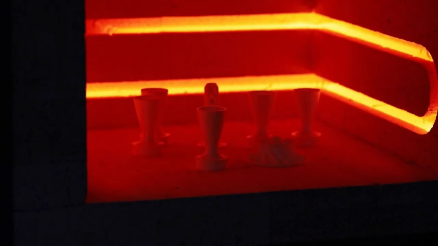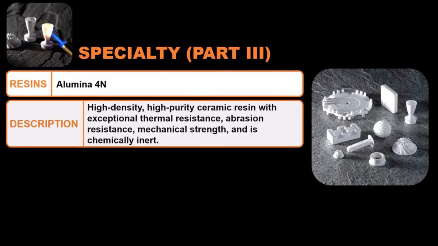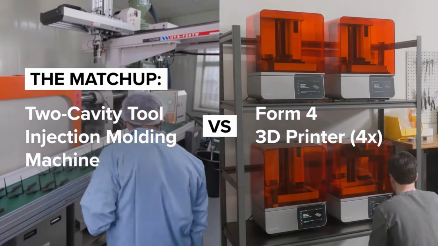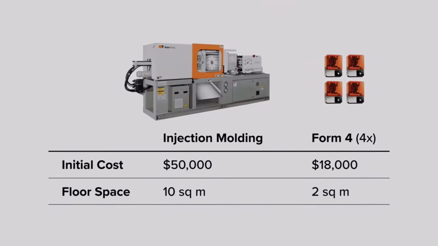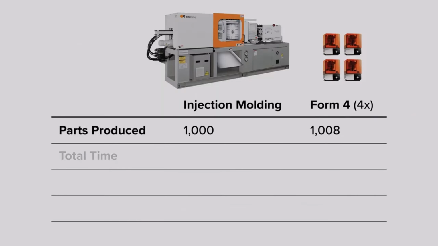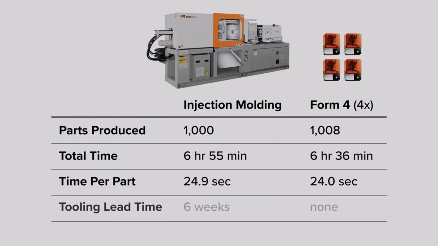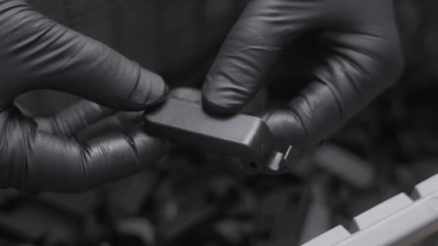Kind of like the castable resins, it has a multi-step post-printing workflow to achieve the ultimate end-use part. Alumina 4N produces true ceramic parts at 99.99% alumina purity that are extremely abrasion resistant and temperature resistant, capable of withstanding temperatures approaching 1500 degrees Celsius. As we've seen so far, and this is also true with 3D printing ceramics, the high cost and lead times associated with tooling production and the limiting design freedom all become non-existent once 3D printing is used.